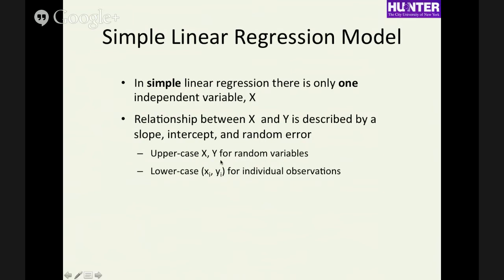We're going to use uppercase letters like X and Y for the random variables, so we're talking about like height and weight in the population, and lowercase with subscripts for each of the individual observations.